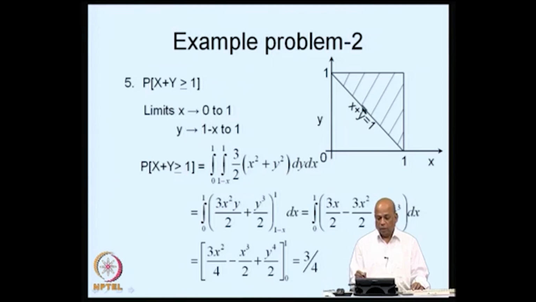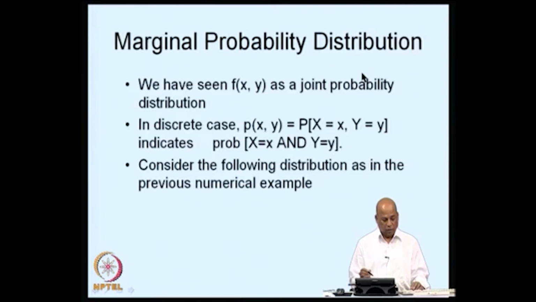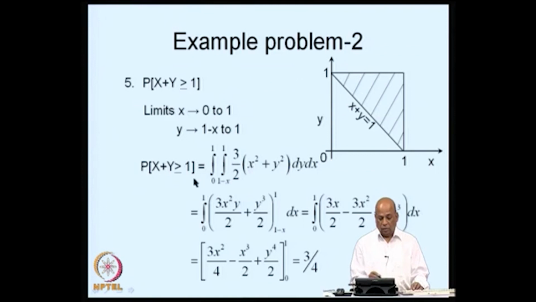y varying from 1 minus x to 1 in this region, and x goes from 0 to 1. So, x is going from 0 to 1 and y goes from 1 minus x to 1. So, we integrate the joint PDF over this region, 1 minus x to 1 and 0 to 1, and obtain the probability that x plus y is greater than or equal to 1 as 3 by 4.